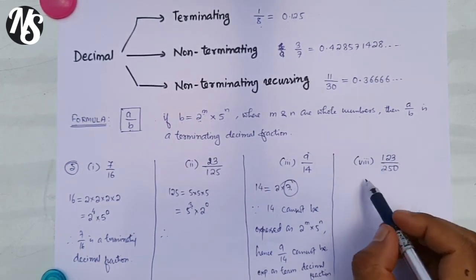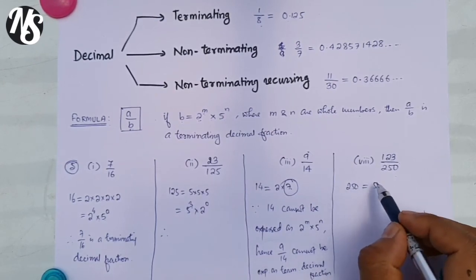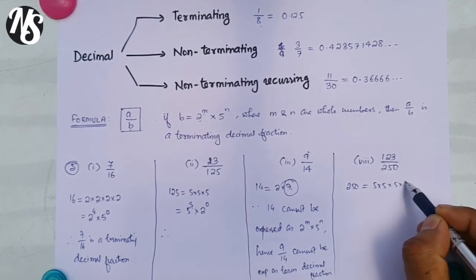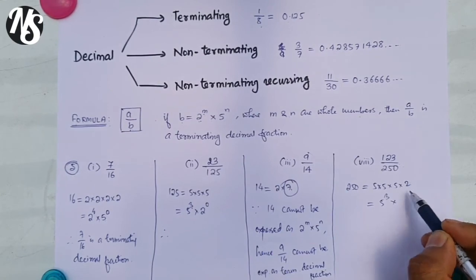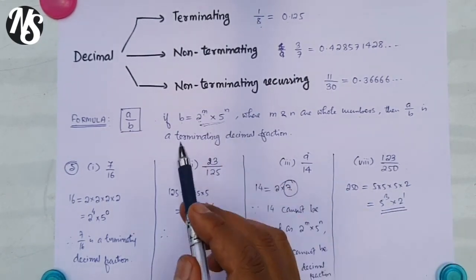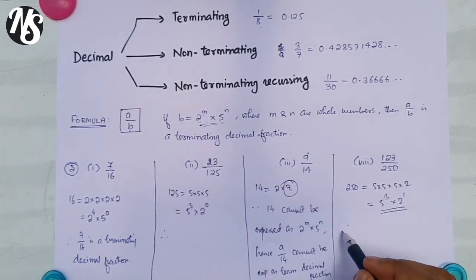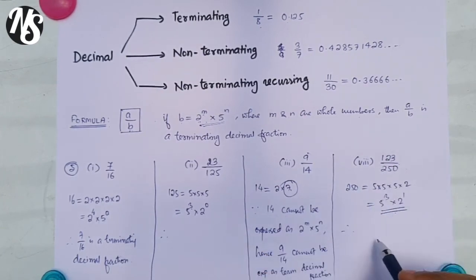Okay, the last one is 250. First and foremost, I hope you know how to factorize this. So 5 into 5 into 5 into 2, that's what you get. So this is 5 cube into 2 to the power 1. Yes, so that means 250 can be expressed in this way. Therefore we write 123 by 250 is a terminating decimal fraction.